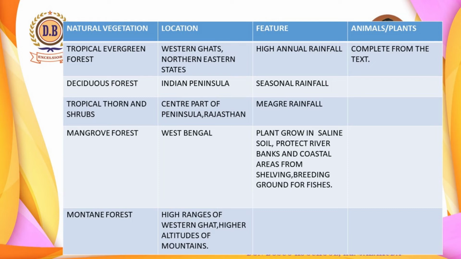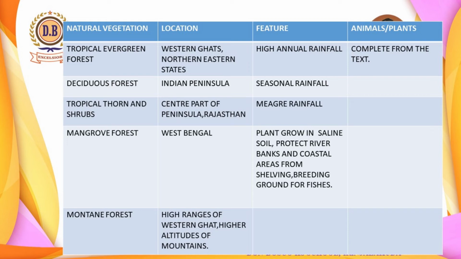Now, after the tropical thorn shrubs, the next one is the mangrove forest. These forests are seen in saline soil with salty content. The plant species that grow in this mangrove forest need saline soil. So, under the features, you will write saline soil. And under the features itself, you will write the importance of the mangrove forest: protect the river banks and coastal areas from shelving, which means from breaking down of the bank of a river. We have learned what is shelving earlier.